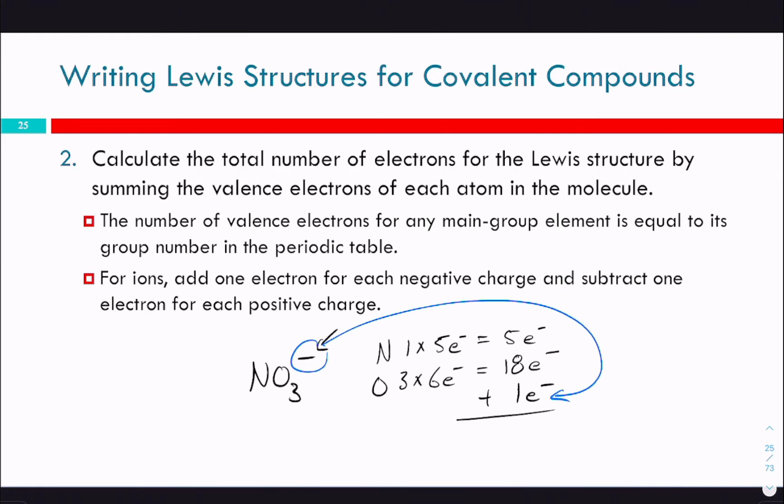So that's what that last slide means. When we have ions like this, if it's a negative charge, then you add 1 electron. If it's a positive charge on the ion, then we subtract 1.